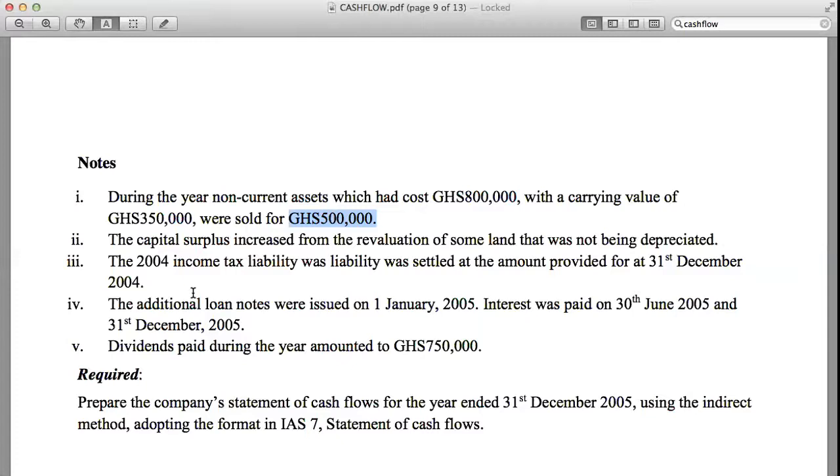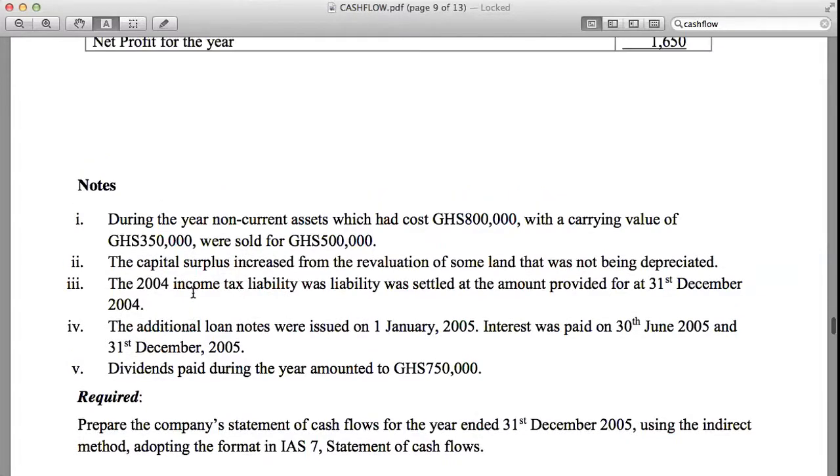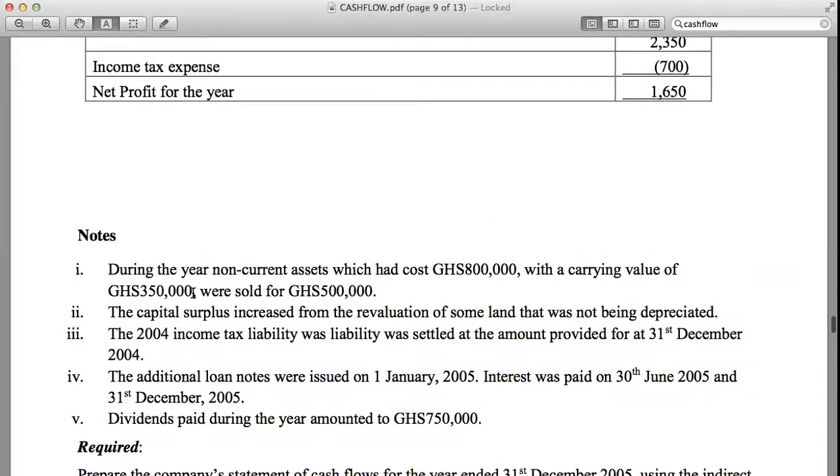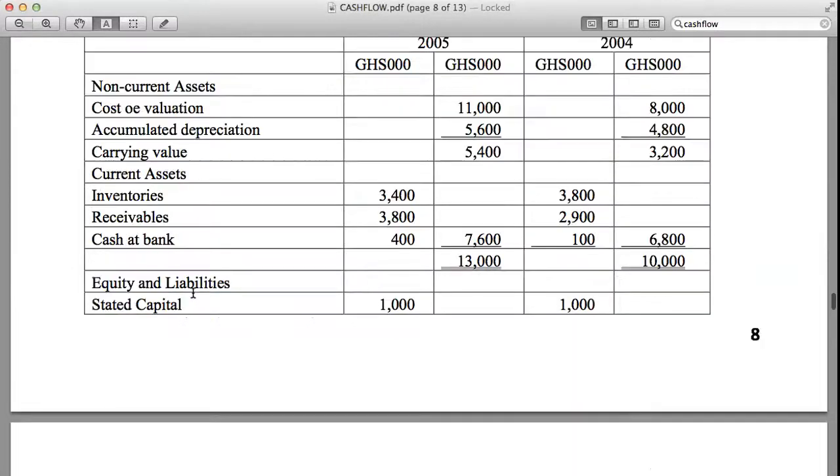Now we are done with the notes. Dividend is 750 to go to financing. Then we are done. Now let's scan through the financial statement. Rough. You scan through. Is there any usual and unusual?